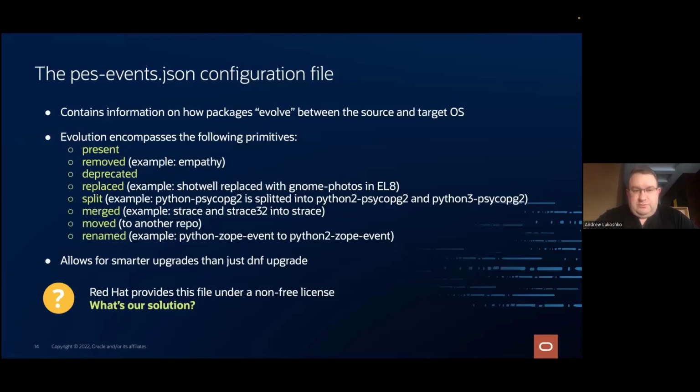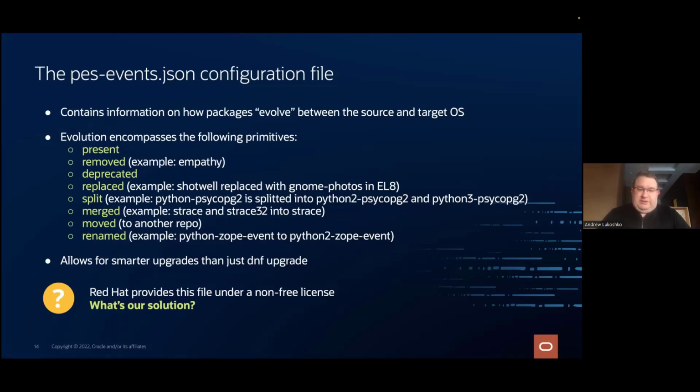It can be removed. So if some package is installed in your system and marked as removed in the target system, then it will be removed. Package can be deprecated. It actually is still present, but it will be removed in some future. Also it can be replaced with another package. For example, Shotwell is not available in RHEL 8 anymore, so it was replaced with GNOME Photos. So you will have GNOME Photos in your target system after migration.